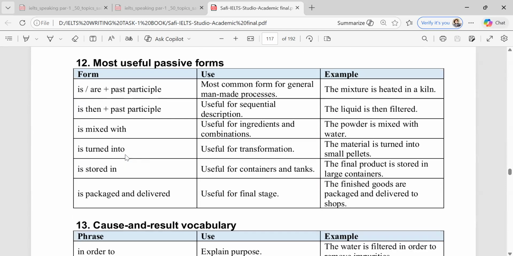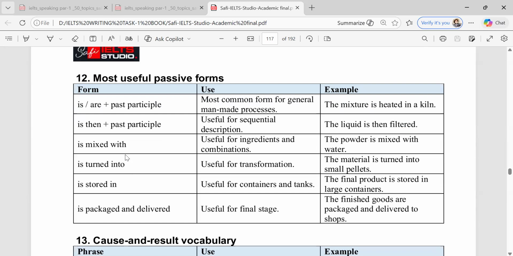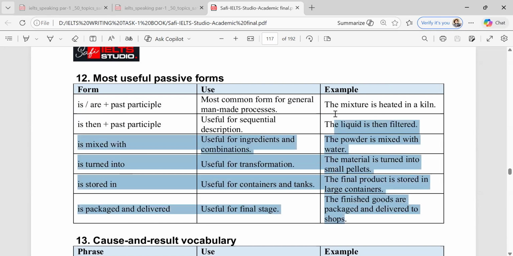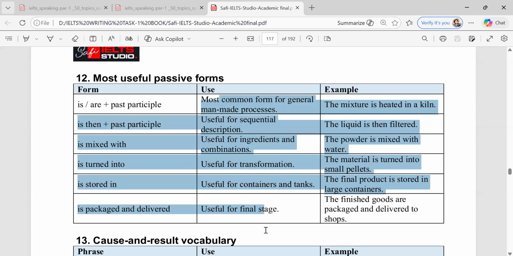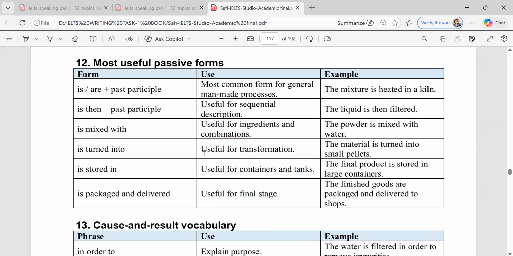And this is how the passive works, as I mentioned earlier: the mixture is heated, the liquid is then filtered, the powder is mixed, the material is turned into small pellets, the final product is stored, and the finished goods are packaged and delivered to shops. So in all cases, we have used passives. And here I use the most common ones. Just read them and you will understand.